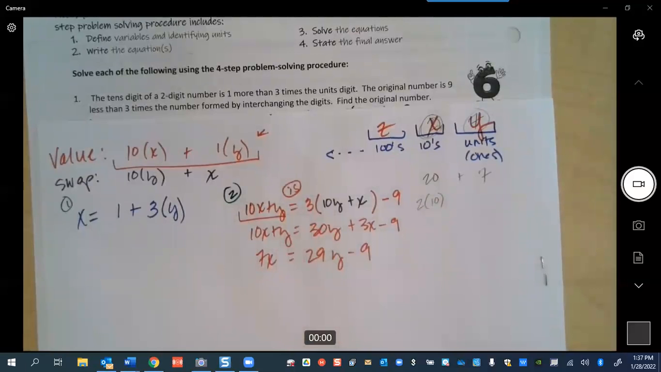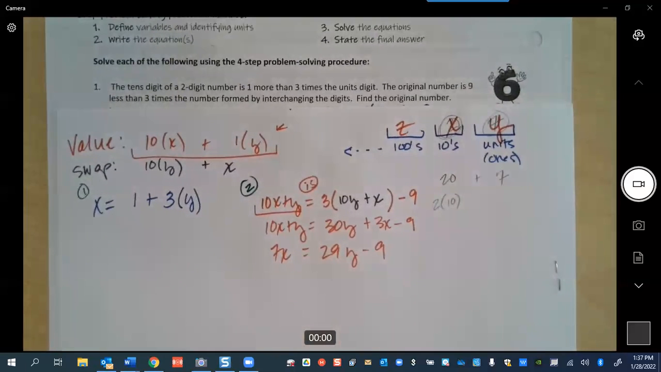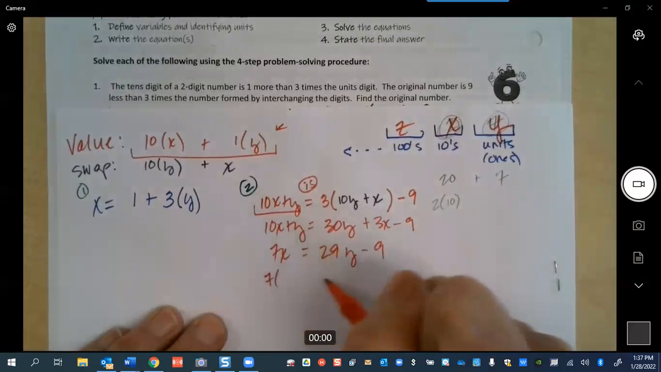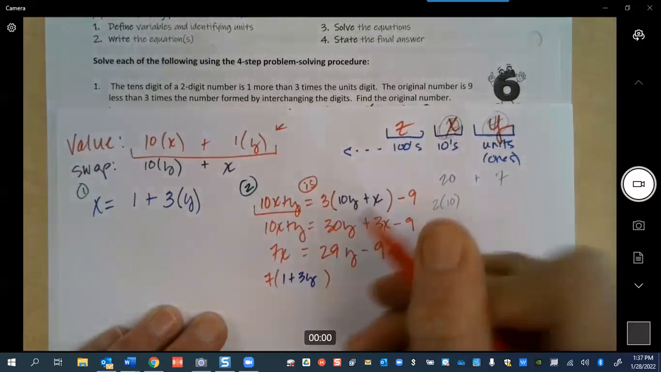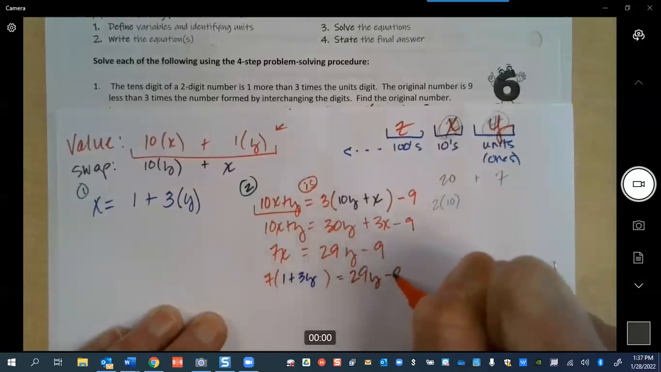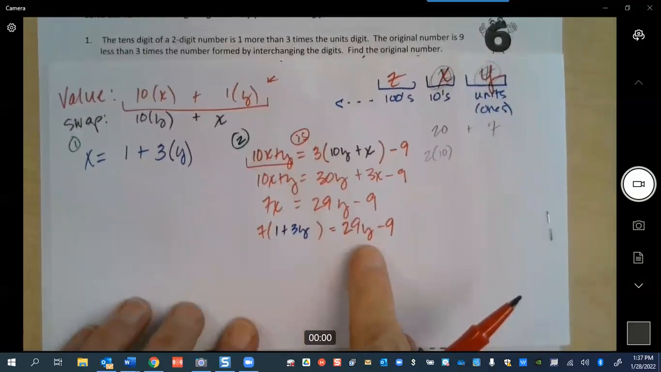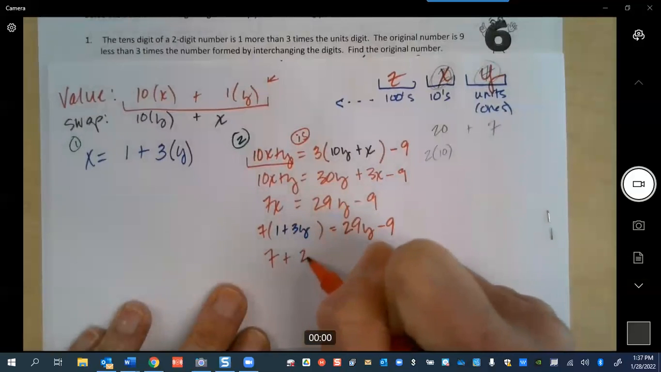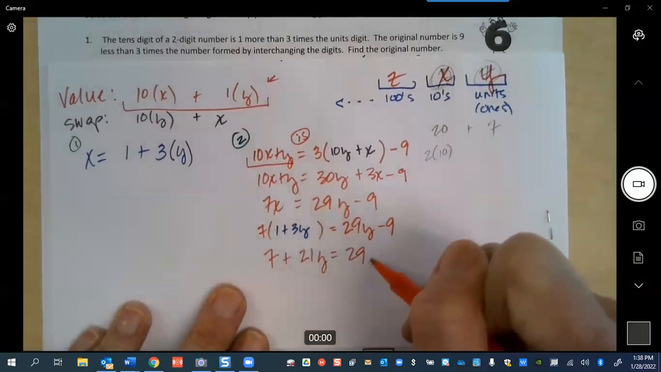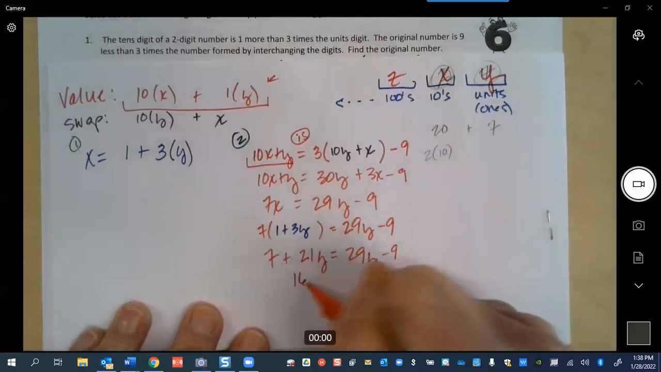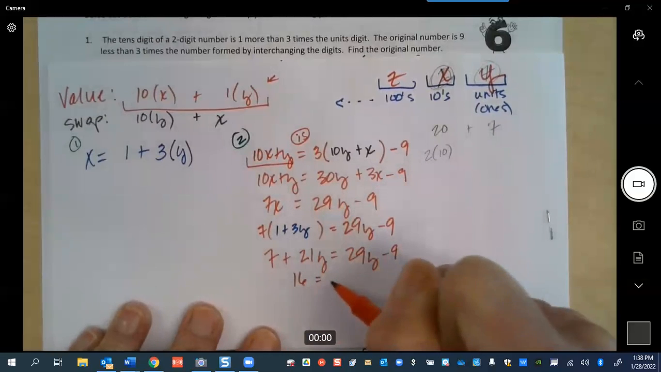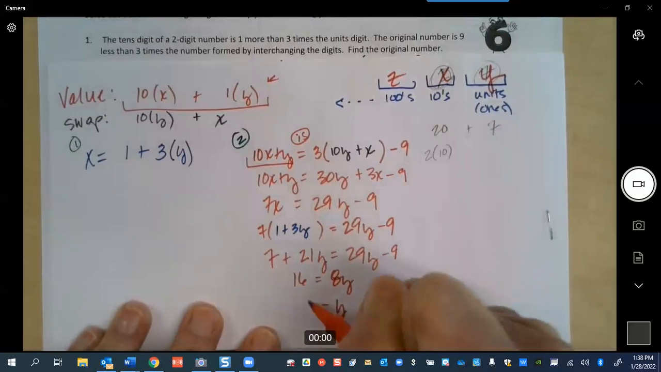So when I solve a system of equations, I have 2 choices, substitution or elimination. This one naturally leads towards substitution because I already have x solved for. So I'm just going to go ahead and instead of writing x, I'm going to write what I know x is equal to. Now I've written my equation in all y's. So I can say that 7 plus 21y is equal to 29y minus 9. So I get, add 9 to each side, 16, subtract 21y's from each side, 8y. So my y value is equal to 2.